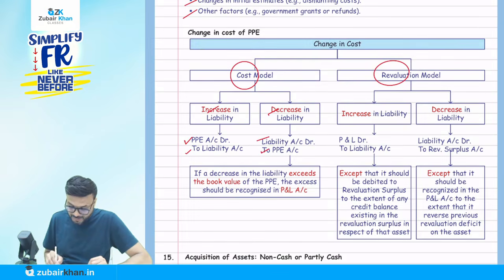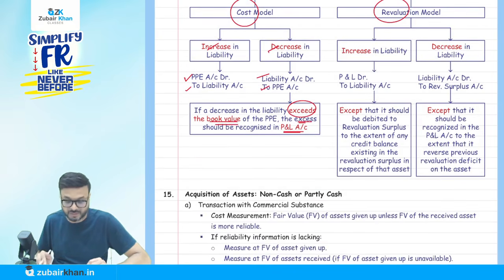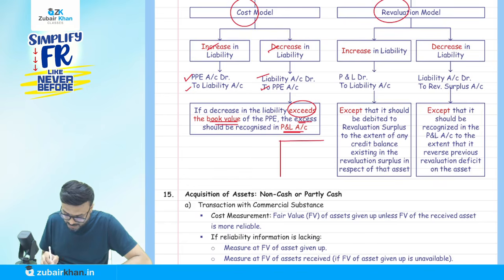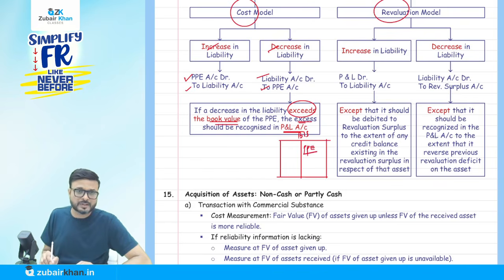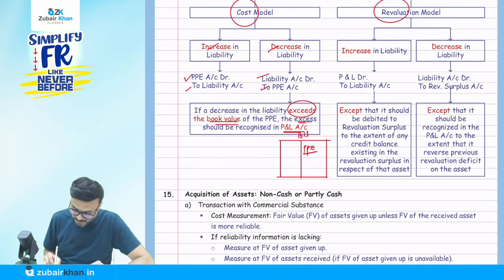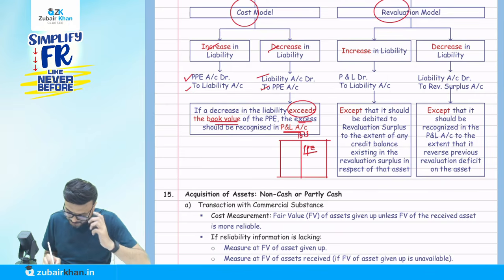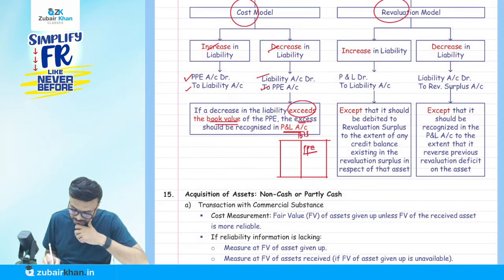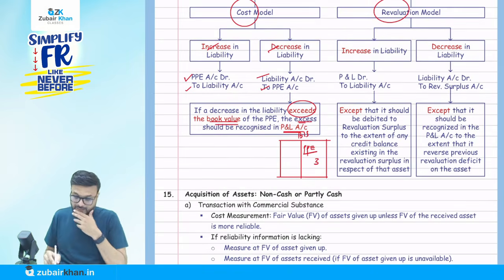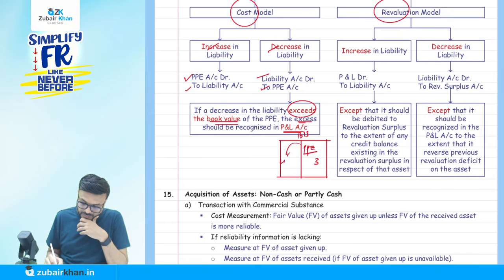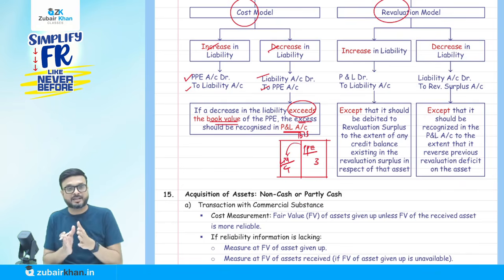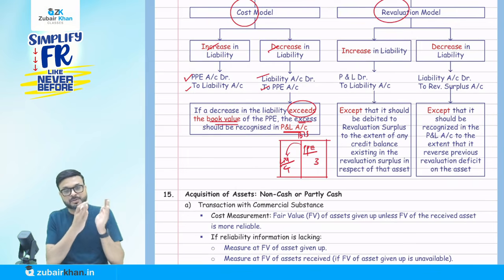If a decrease in the liability exceeds the book value of the PPE, the excess should be recognized in the profit and loss account. What does it mean? Okay, now listen carefully. This is my balance sheet. I have PPE here. Suppose after charging depreciation, the value of the PPE is 3 only. Now the relevant liability related to this PPE appears at 4. It might happen that the liability is 4, but because of charging depreciation, the value goes down.